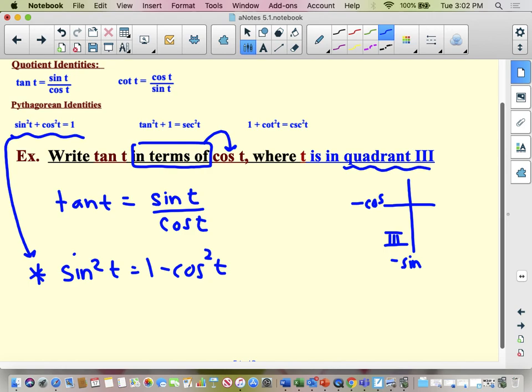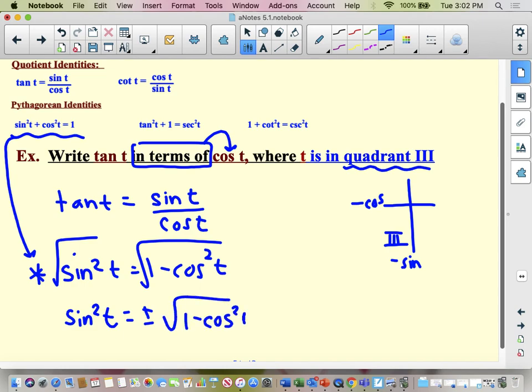And then to solve for sine, I would square root both sides, right? Okay, now here is the part where I would plus or minus. In fact, I will plus or minus, and then we'll stop and talk about which one I'm going to use. So here is where the quadrant is important.